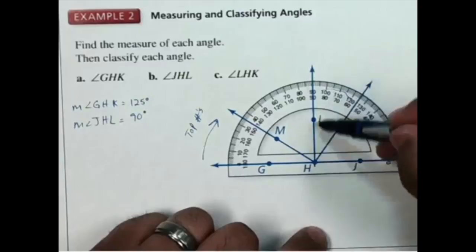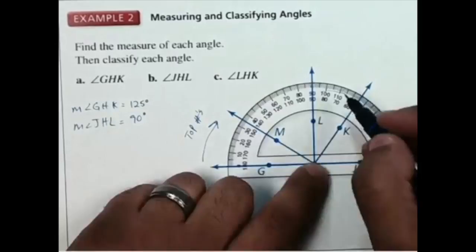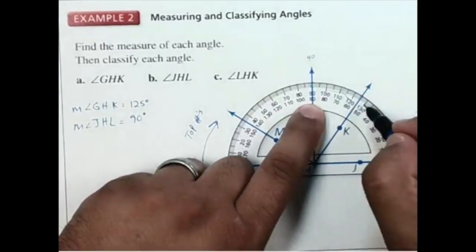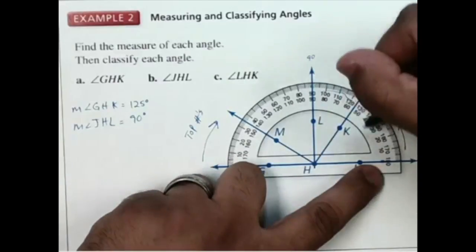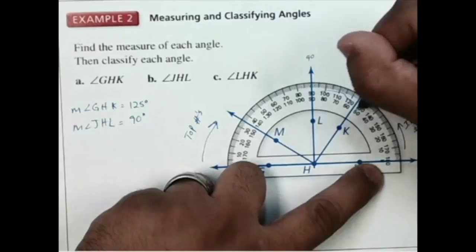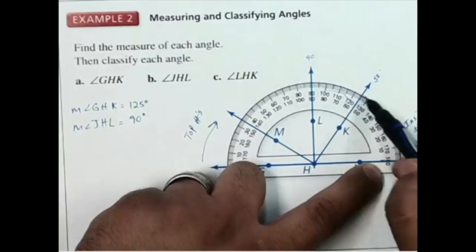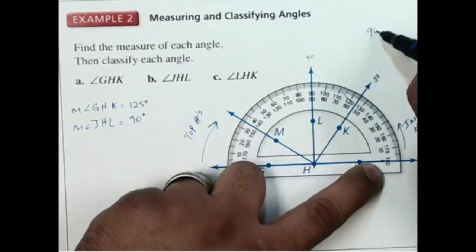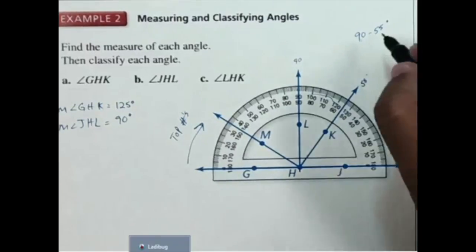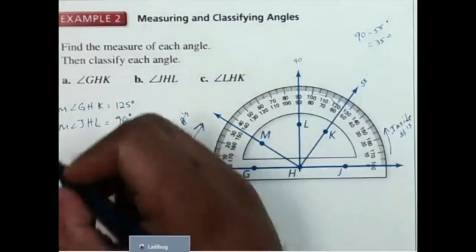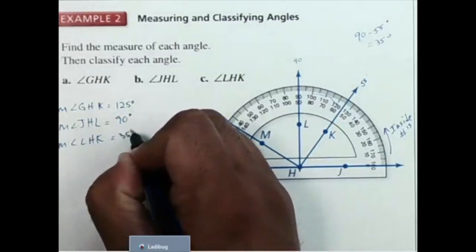And now I need to look at LHK. This one's a little different because it's not at 0. So what I have to do is look at the 90, and I'm going to use this side over here. So this one's at the 55 degree mark. So for LHK, I actually need to subtract 90 minus 55, which ends up being 35. So the measure of angle LHK is equal to 35 degrees.